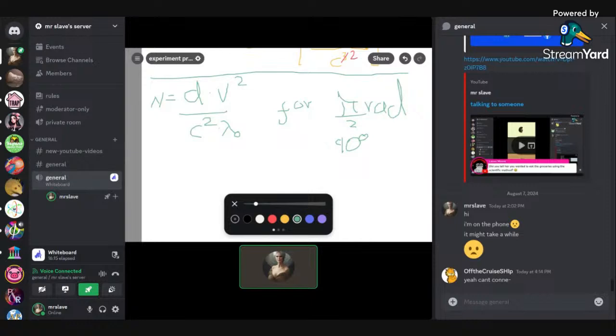We just keep in mind that when we perform the experiment, we should rotate 90 degrees, and over the process of 90 degrees, we should count n. N should be D V squared over c squared lambda. So let's plug in some rational numbers. How critical is D? The bigger D is, the bigger n is going to be, and the bigger n, the more accurate this whole thing is.